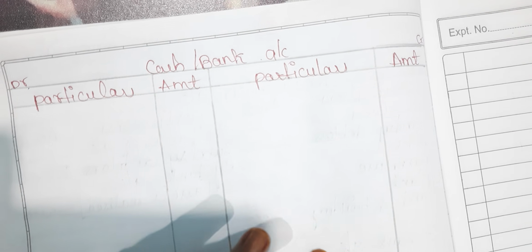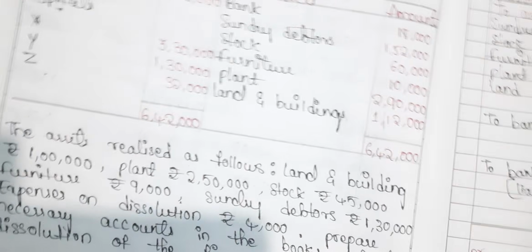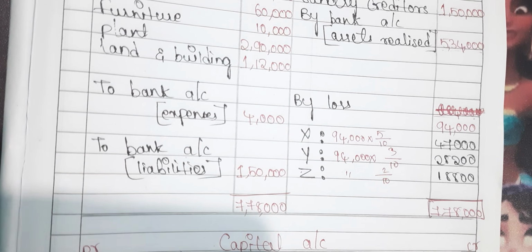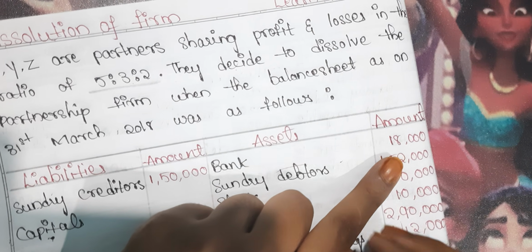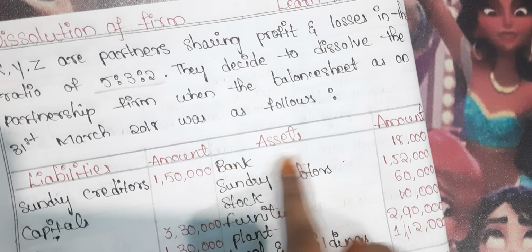Now what are we going to do? See, in the realization account and in the capital account, wherever you see bank, you need to take it in the bank account. Getting my point? But first we will start with the opening balance of bank. Whenever you are doing a cash or bank account, you need to start from the opening balance. Bank, how much is it? It is 18,000. So you need to write 18,000 here.